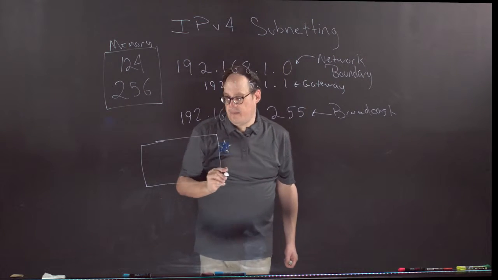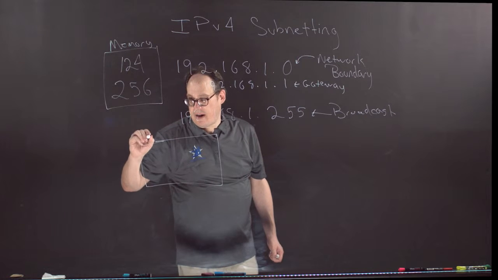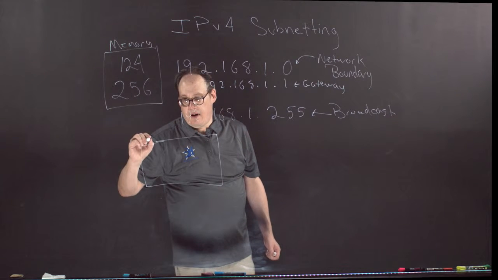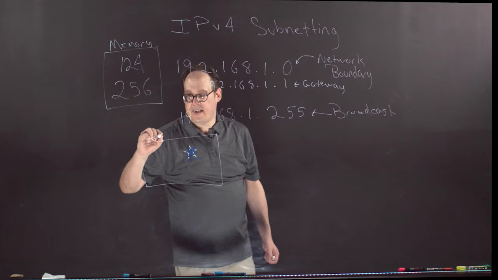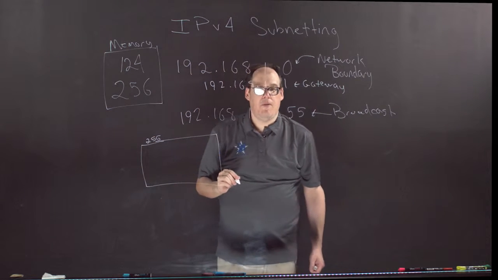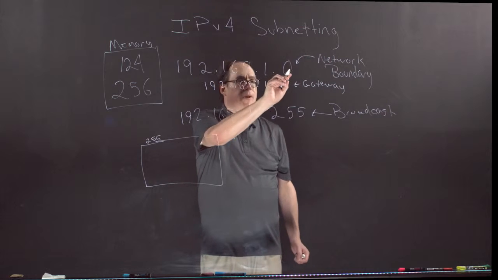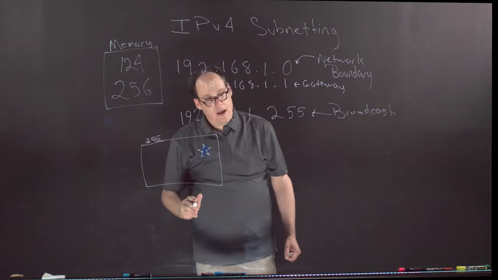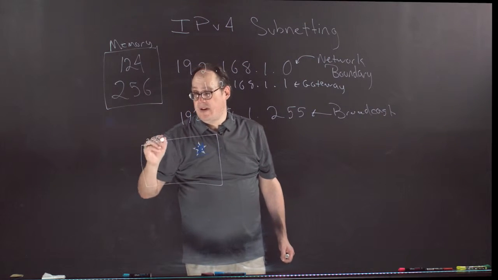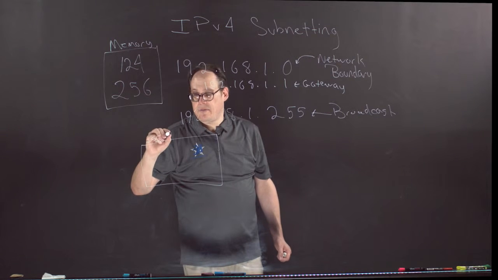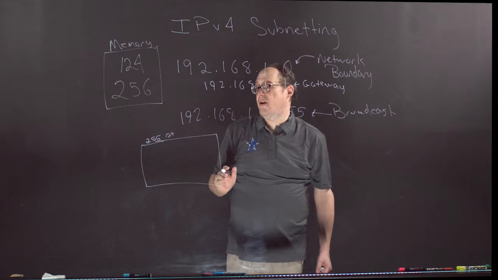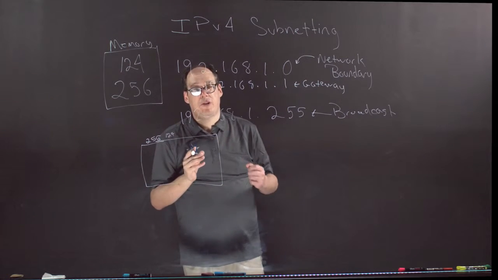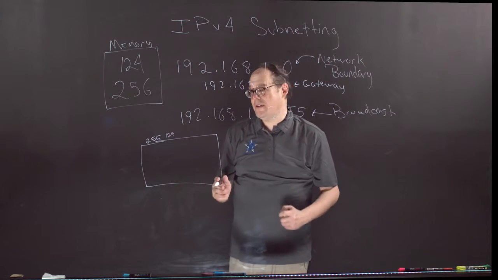So we're going to use this square right here to represent a network that has 256 IP addresses, of which it is comprised, including the boundary and the broadcast. It's a /24 in this case. And what we're going to do is add a bit to the network side of our address, which leaves one bit less for the host side.